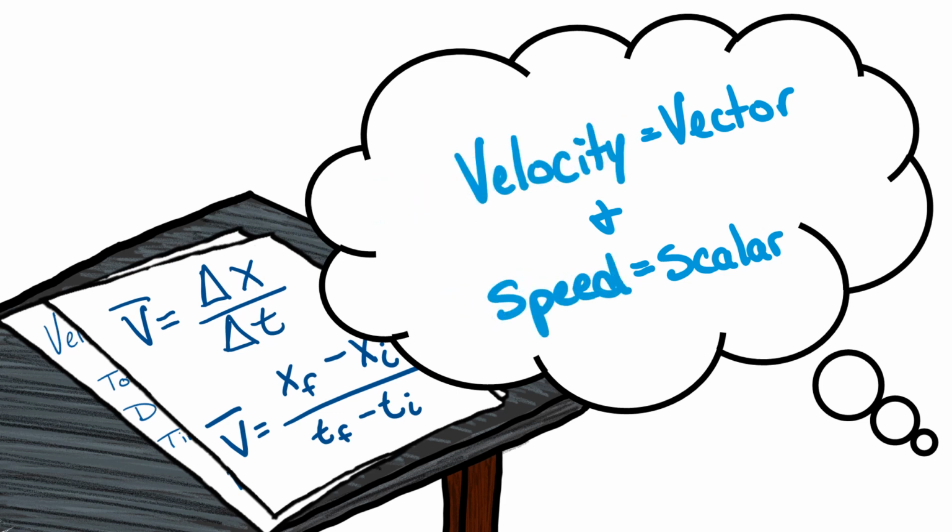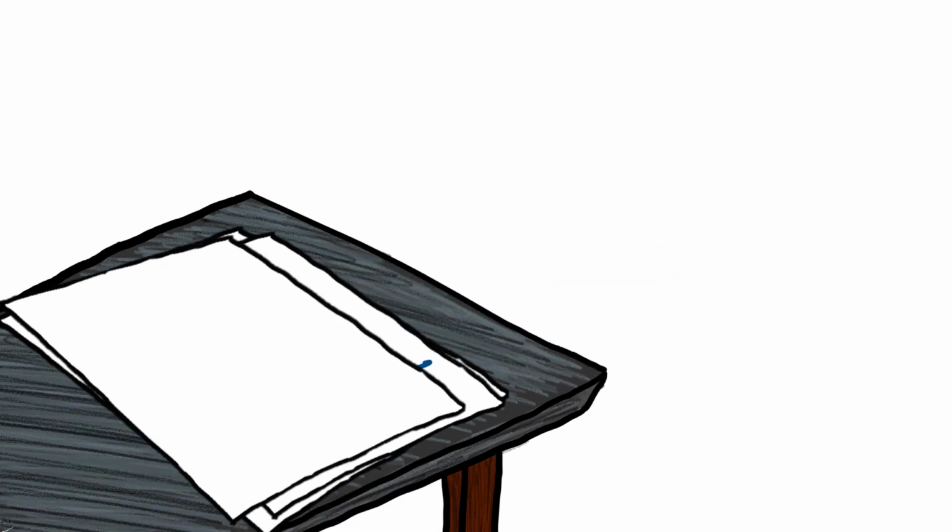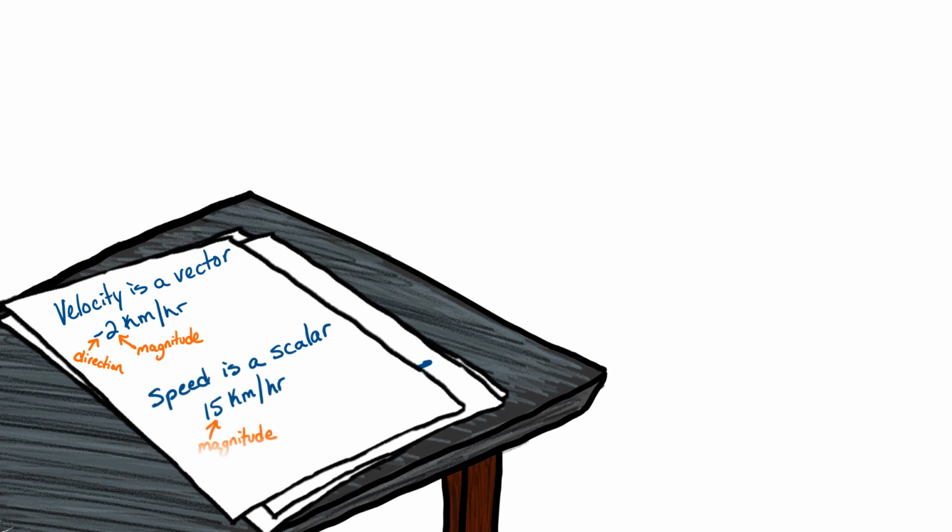Velocity is a vector, which means it consists of both magnitude and direction. In our example, Candy's average velocity was -2 kilometers per hour, due south. Now, the speed, on the other hand, is a scalar, which means it only consists of magnitude, in which we said Candy's speed was 15 kilometers per hour.